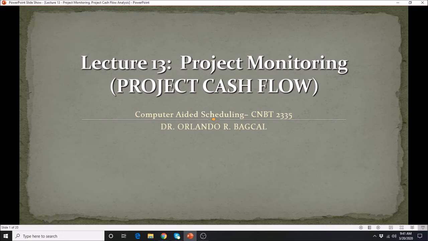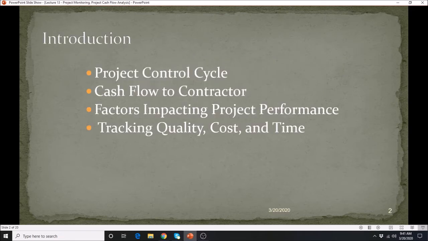So those are the two project controlling topics that we talked about last time, and today we are going to discuss project cost flow. The project cost flow is construction accounting, as they call it. All right, so for this topic, we will be looking at the project control cycle, how the money flows into the general contractors, what impacts the project performance, and how we are going to keep track of the quality, cost, and time.